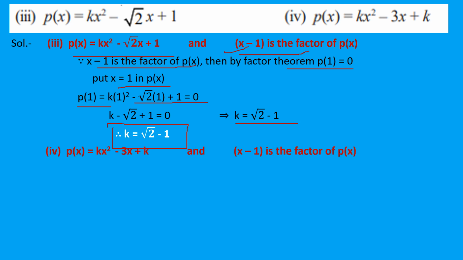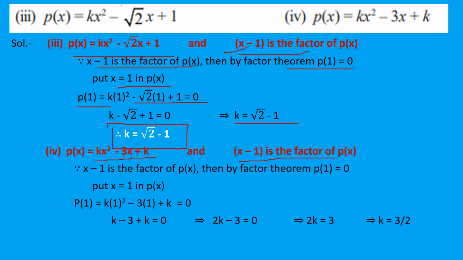Now the fourth part, p(x) is equal to kx square minus 3x plus k, and x minus 1 is a factor of p(x), it is given. So again, x minus 1 is a factor of p(x). Then by the factor theorem, p(1) is equal to 0. So we will put x equal to 1 in p(x). So p(1) is equal to k into 1 square minus 3 into 1 plus k is equal to 0. And after solving, we get k is equal to 3 upon 2. That means the value of k is 3 upon 2 by the factor theorem.